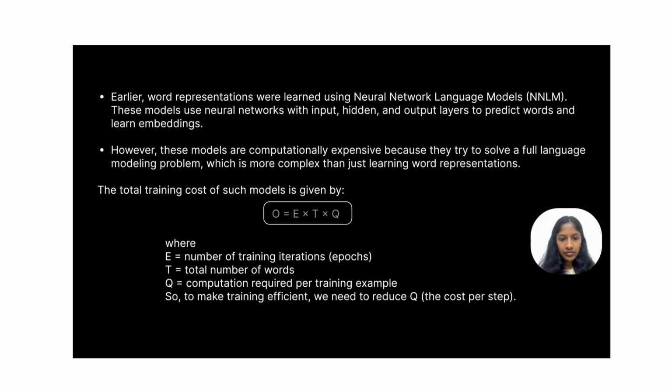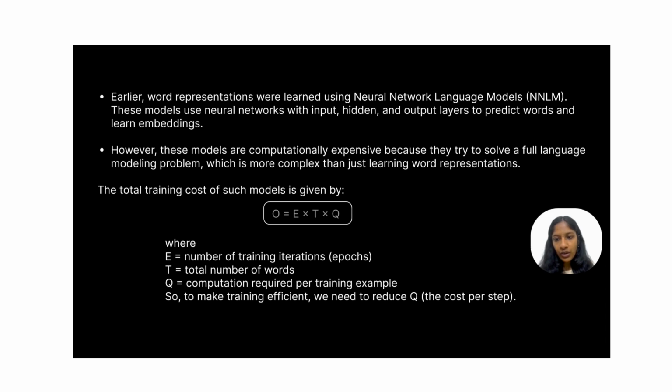Before CBOW and skipgram models, word representations were learned using Neural Network Language Models (NNLM). These use a standard neural network with input, hidden, and output layers to predict words and learn embeddings. So they were already learning word representations, but there was a major issue. These models are computationally very expensive because they try to solve the full language modeling problem. Instead of learning relationships, they predict entire word sequences, which makes the task much more complex.